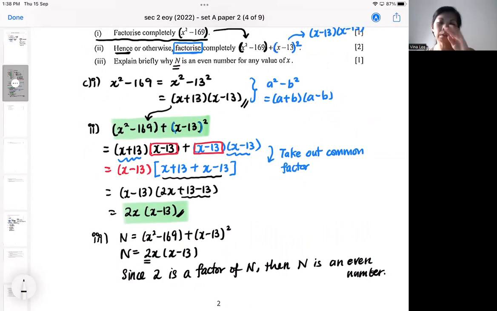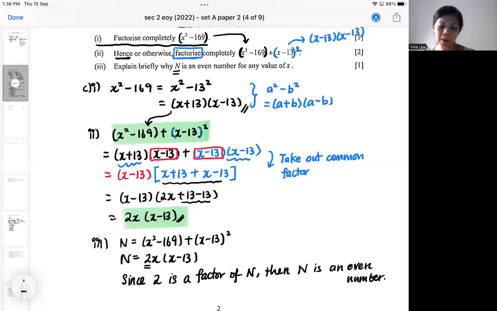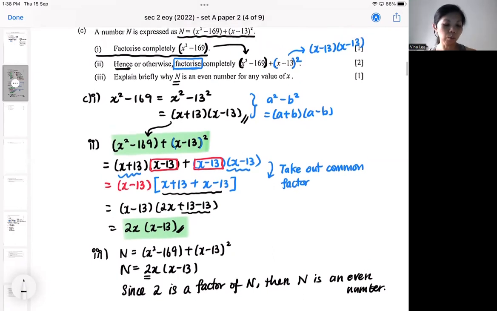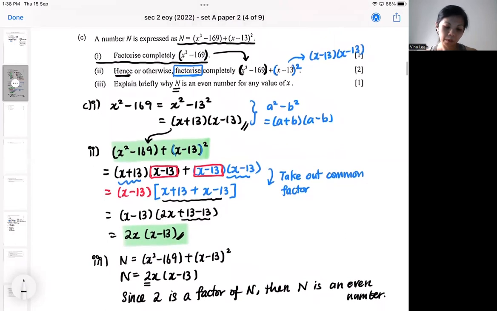Look at each part. Some of you, I think your brain strays off when the question gets too long. So you stay focused part by part. Look out for the keyword. In this case, you are only factorizing. You don't need to do any solving. Factorize means you just have to apply your four methods and that's it. There shouldn't be finding values of x.